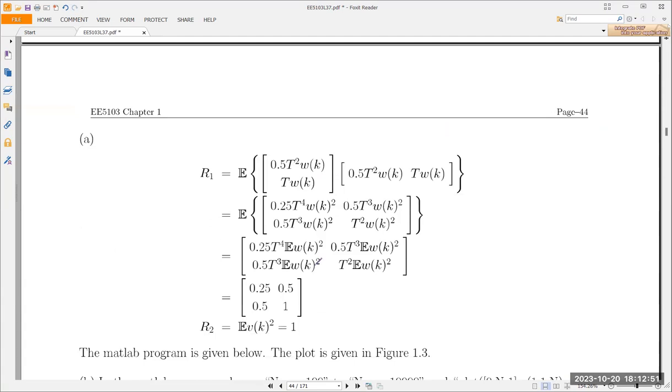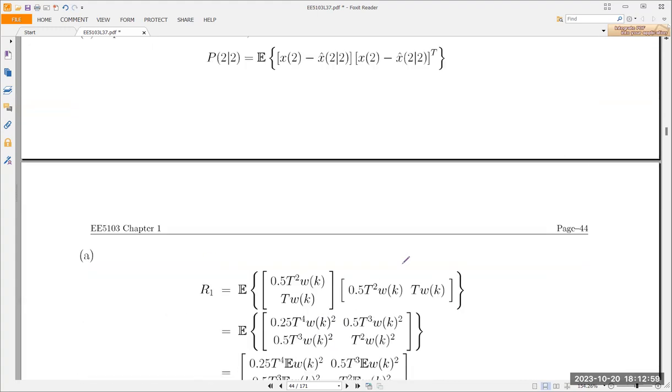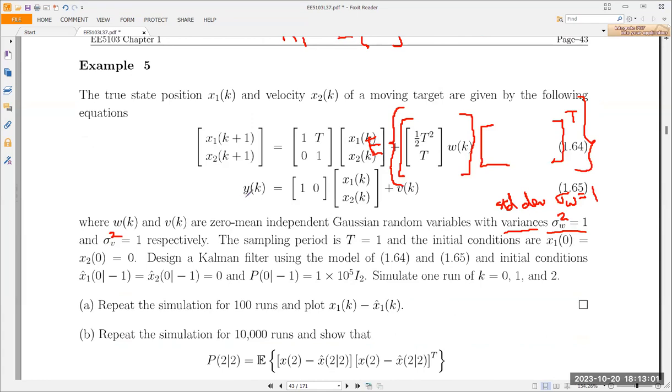Okay, since this is 1, this is 1, this is 1, this will be 0.25, this is 1.5. So this would be your R1. R2 is the same. As far as my scope is concerned, Y will always be a scalar, so V will always be a scalar. So V squared, the mean is 1.